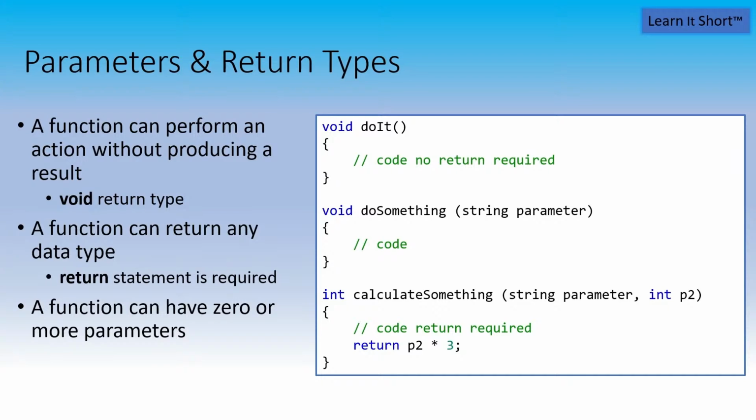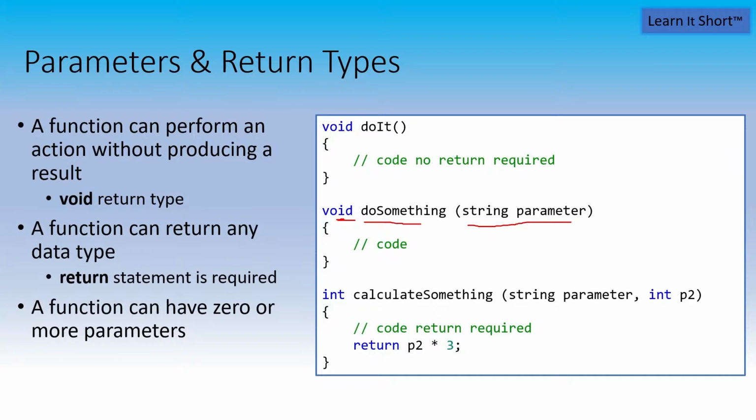The second case, our function doSomething, same thing, no return type, no result, but it requires some information from the caller. In this case, the caller is passing in a string, some text, and our doSomething function does something based on that text, but doesn't produce a result to the caller. It does return to the caller eventually, but it doesn't produce a result that they can grab and hold in a variable.